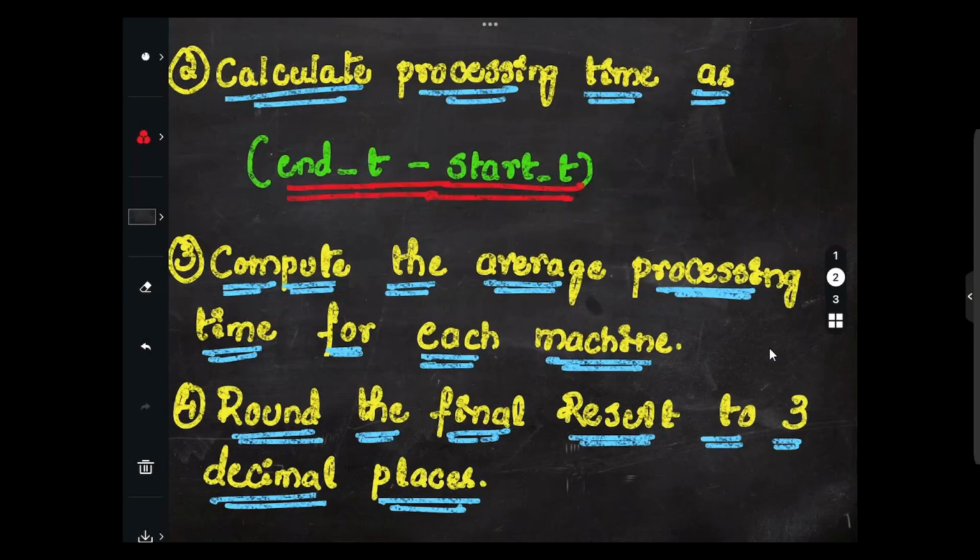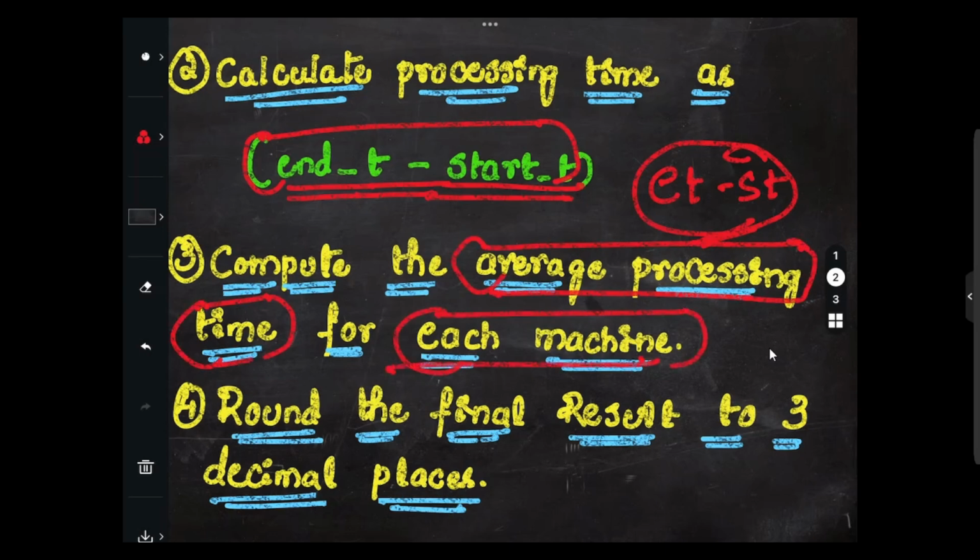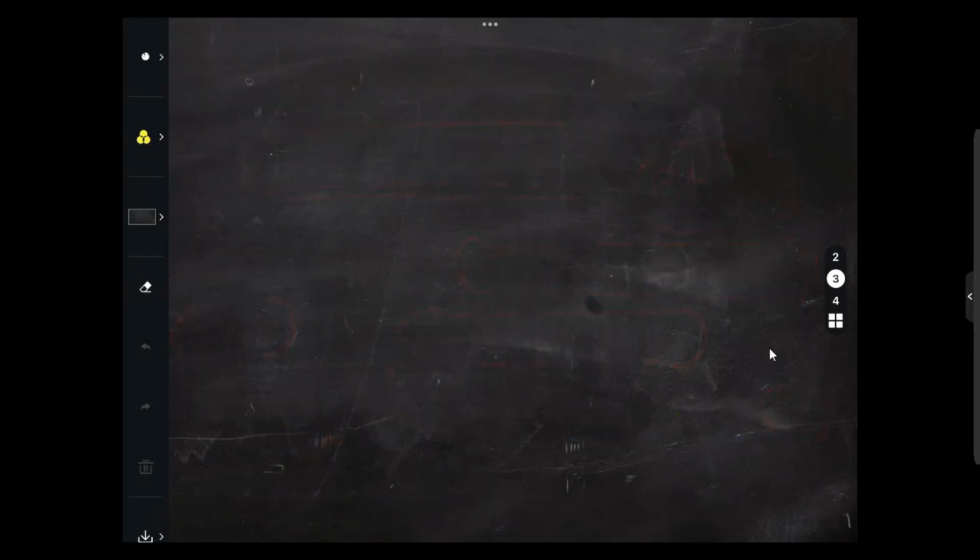Second step, we will calculate the processing time as end time minus start time. Third step, we will compute the average processing time for each machine. And the final step is to round the final result to 3 decimal places. They have clearly asked for this in the question.